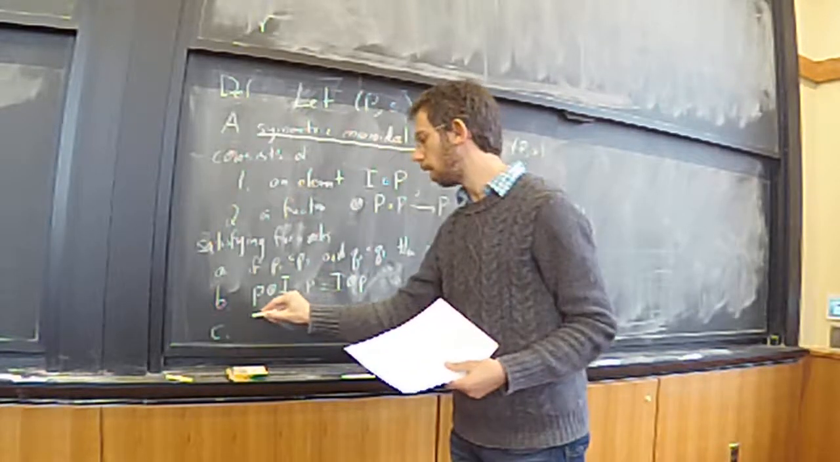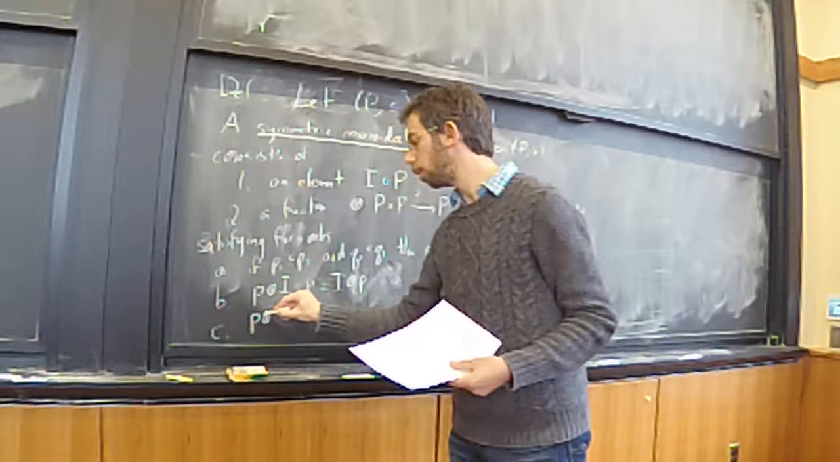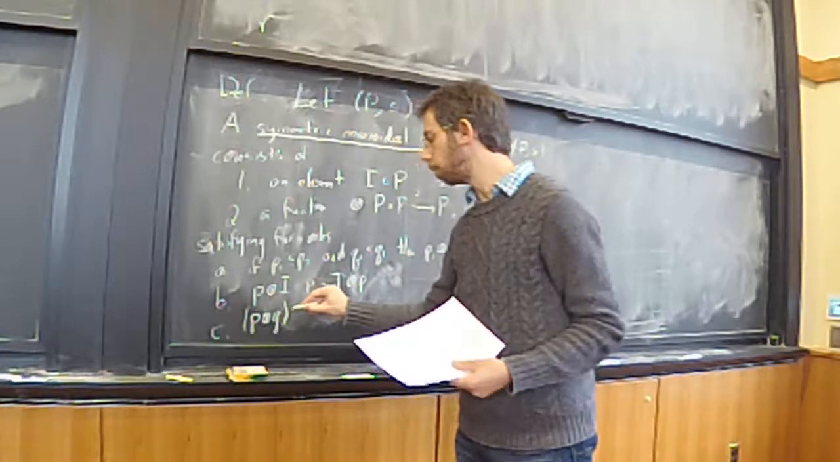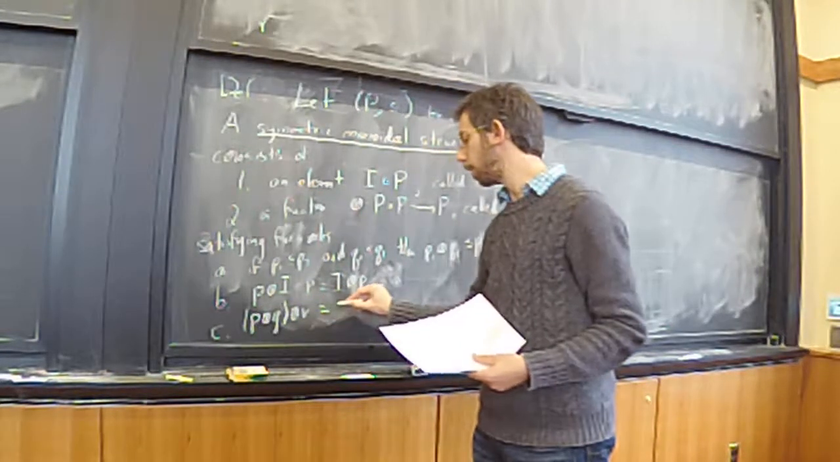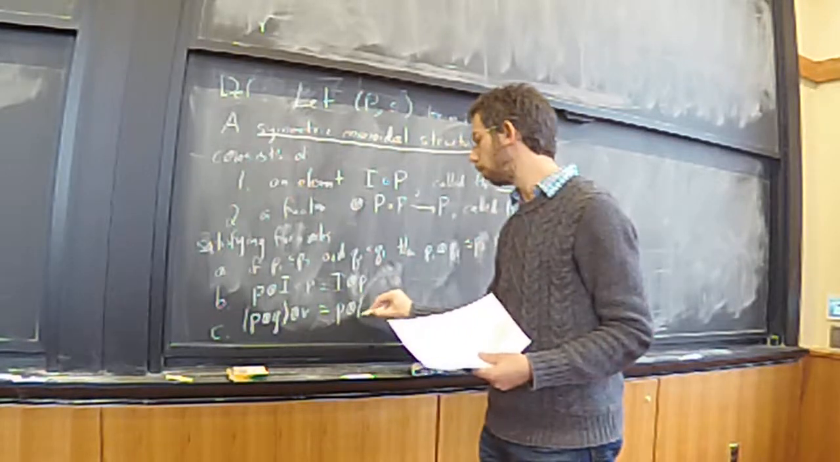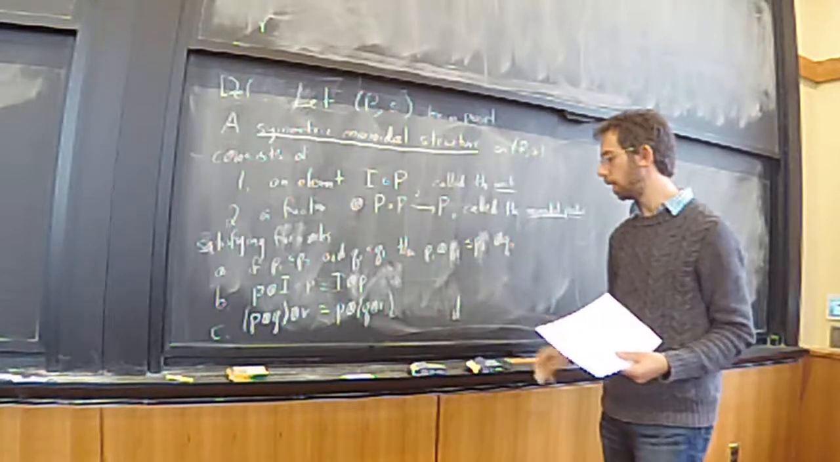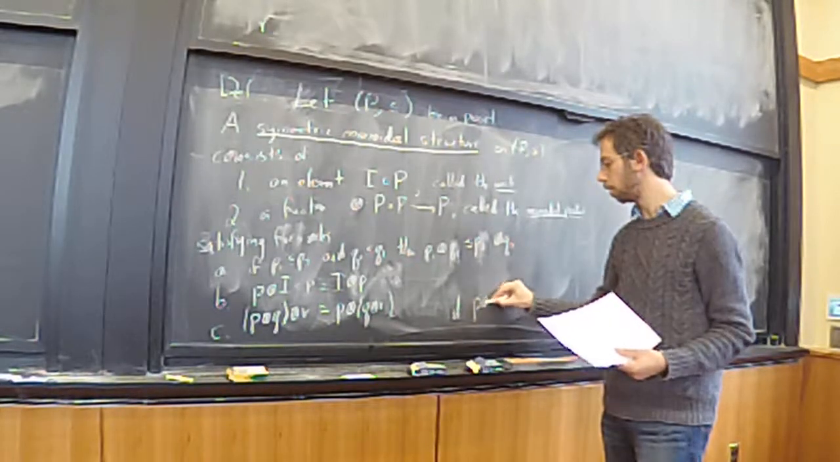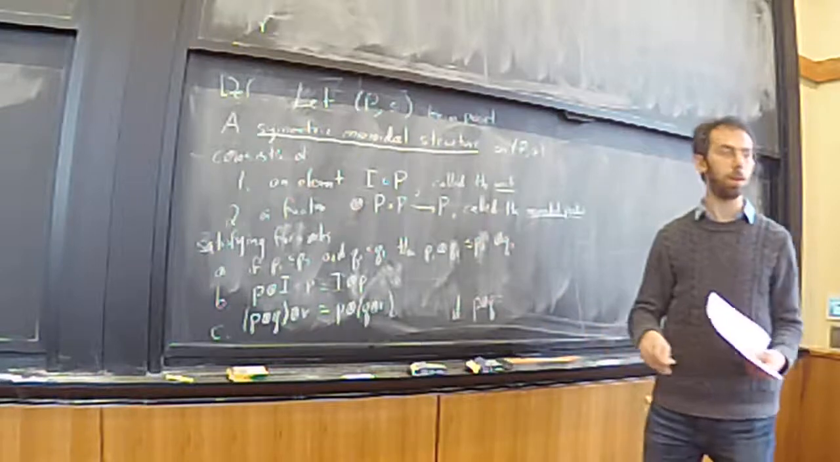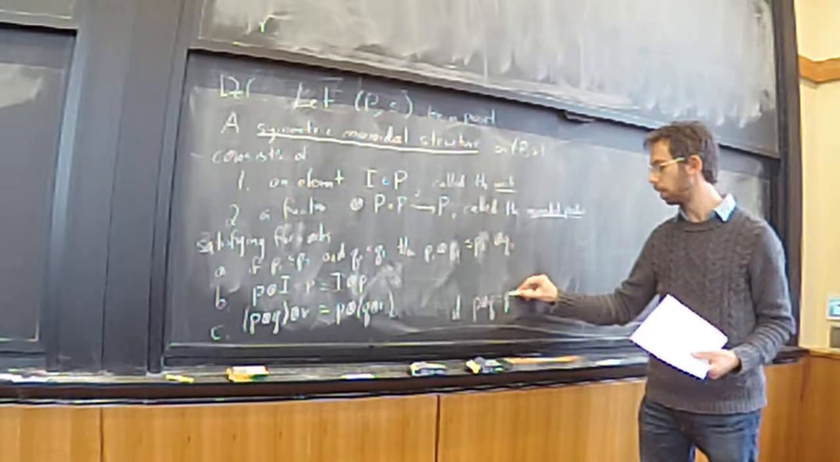C is that P tensor Q, if I have those two together and then someone comes and gives me R, that's the same thing as if I had P and then someone comes and gives me Q and R. And D is the symmetric part: P tensor Q equals Q tensor P.